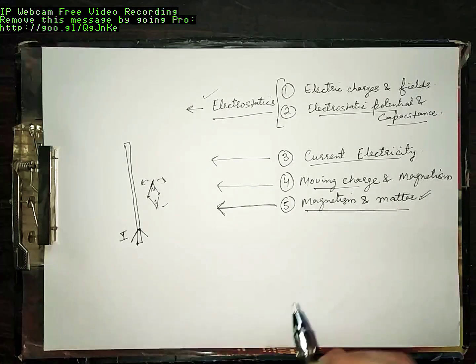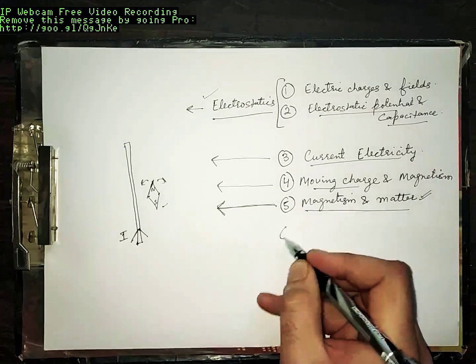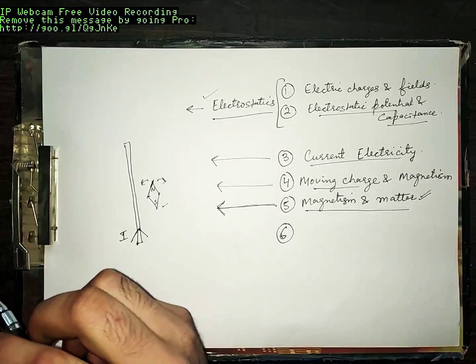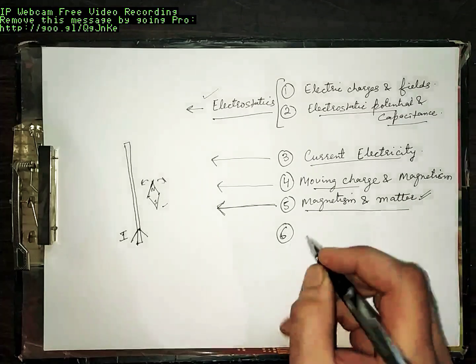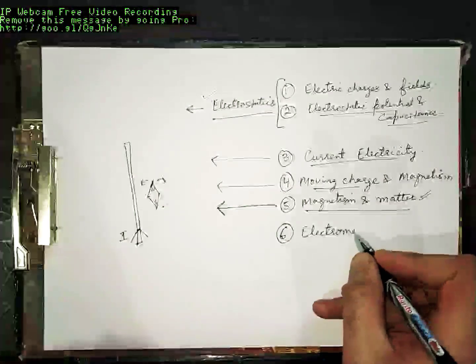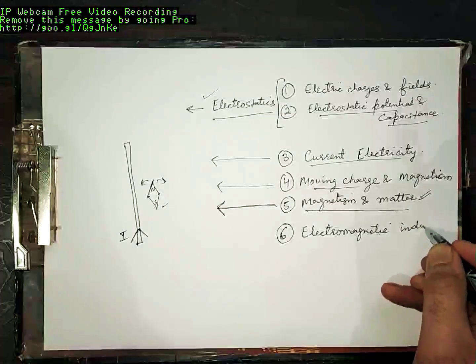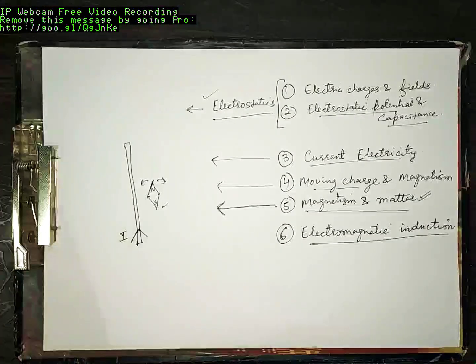The next chapter that we are going to study now, we are going to start a new chapter, that is chapter number 6. This chapter number 6 that we are going to start is electromagnetic induction. Today I will give you a brief overview of what this electromagnetic induction means. What does this basically mean?